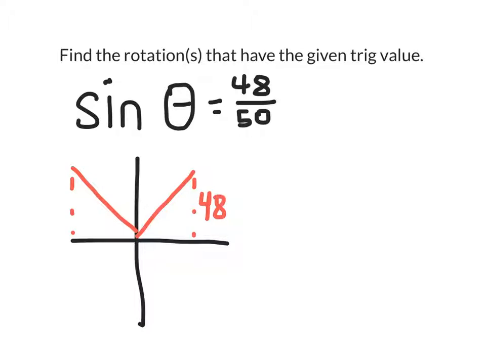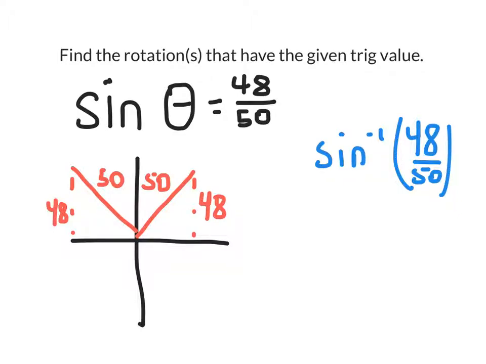So the y sides are both 48, and the radius of the two triangles is 50. And now I just need to find the reference angle, and then I'll just add or subtract the reference angle appropriately to get the total measure of the rotation. In order to find the reference angle, we'll use our calculator to find the inverse sine of 48/50, and that's approximately 74 degrees.